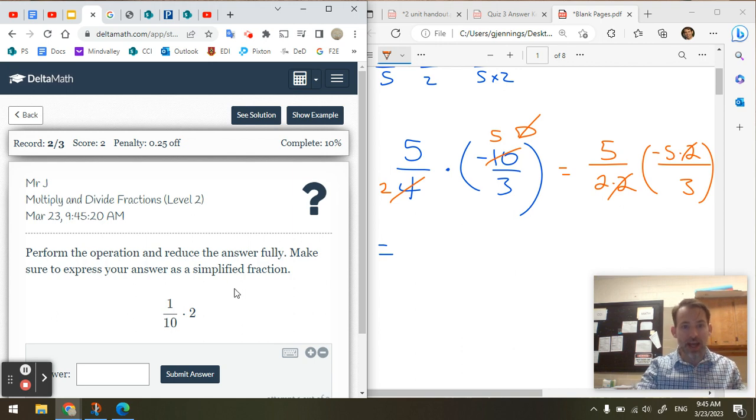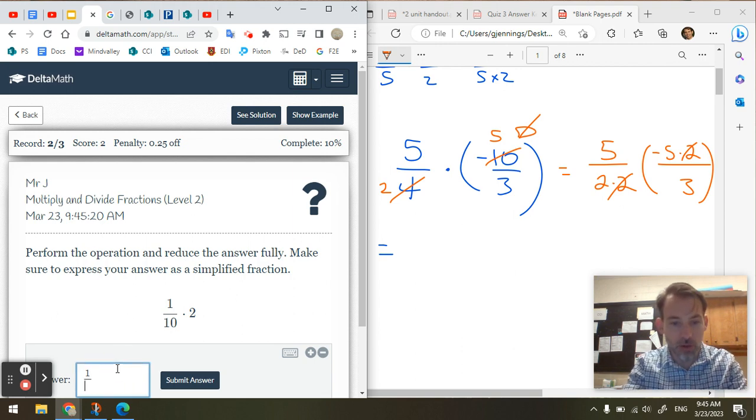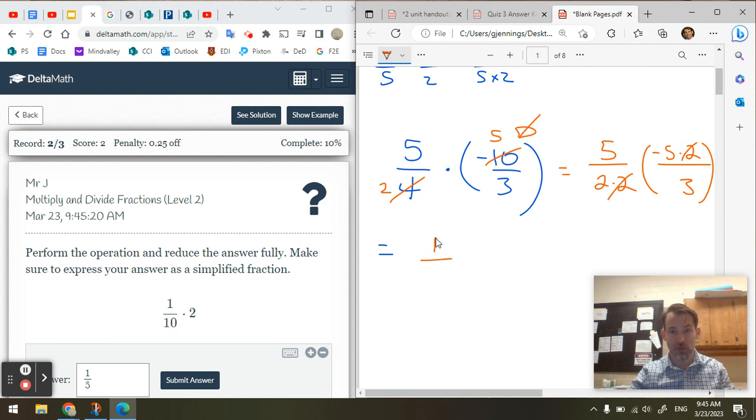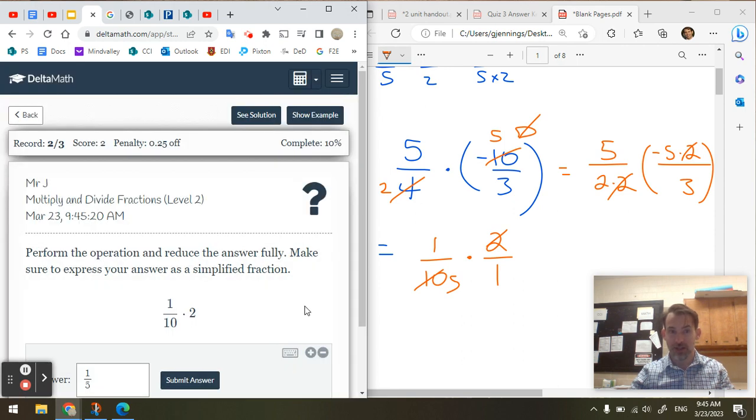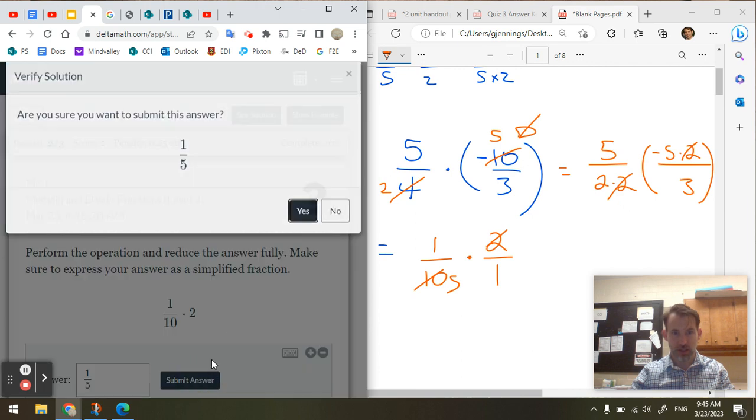Yay! One more. All right, 1/10 times 2, that's 1/5, because the 2 cancels the 2 and the 10. And it helps to write these out as 1/10 times 2/1. 2 is 2/1, it's not 2/2. So when I cancel this 2 and that 10, it leaves a 5. So that's done. Final answer. Oh, it's going to make me wait for it.